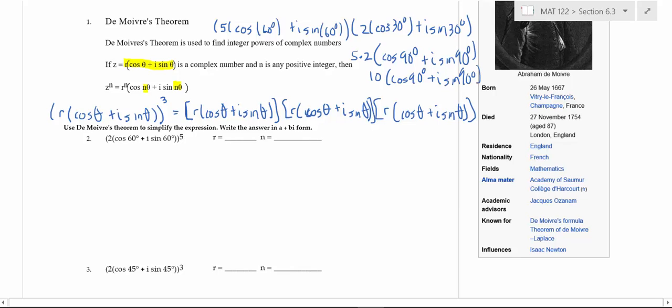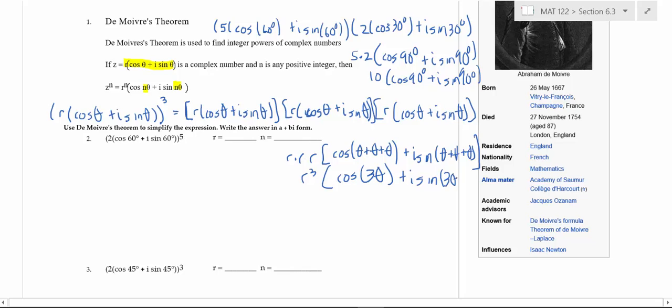So the logic behind this is going to be this. If we extended this to 3 numbers and 4 and so forth, we would just take r times r times r. Then we would add the angles. So we would do cosine of theta plus theta plus theta, then plus i times sine of theta plus theta plus theta. Now notice this would be r to the 3rd, cosine of 3 theta plus i sine of 3 theta, like that.